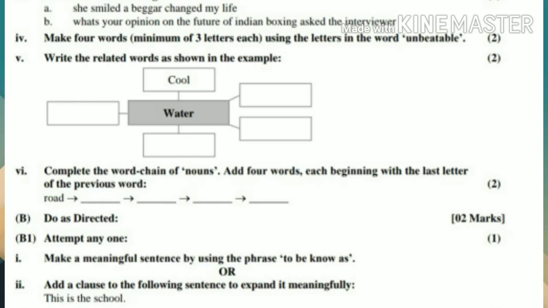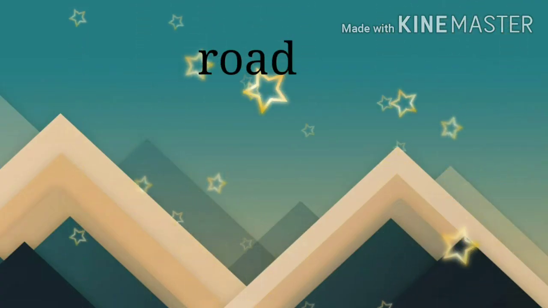Now 6th one. Complete the word chain of nouns. Add 4 words, each beginning with the last letter of previous word. Now first word is road, R-O-A-D. The last letter is D. And they have told us to write the word chain of nouns. So we have to again write a noun which begins with the letter D. Road, then D. What can we write?